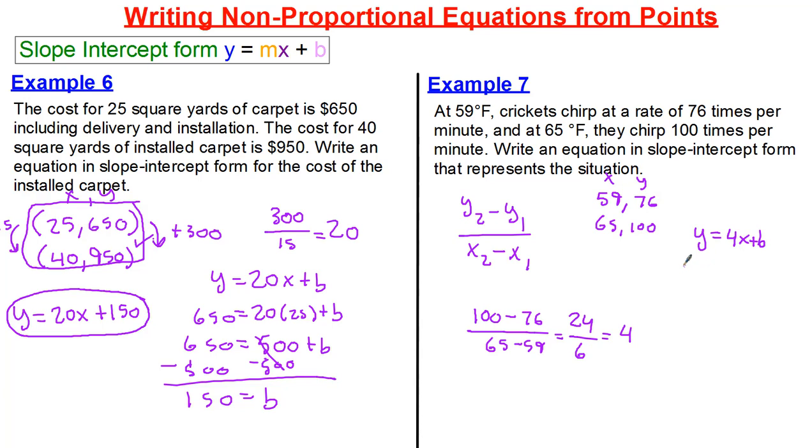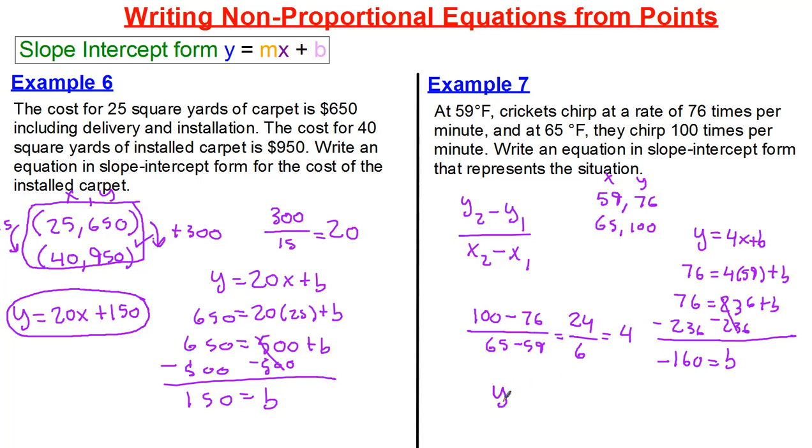Now let me just go ahead and plug in. I'm going to have 76 as my y value, 4 times 59 is my x value, plus b. 59 multiplied by 4 is going to give me 236. So 76 equals 236 plus b. Minus 236 and minus 236 will give me my b value. So 76 minus 236 is going to give me negative 160. So b is equal to negative 160. My equation is y equals 4x minus 160.